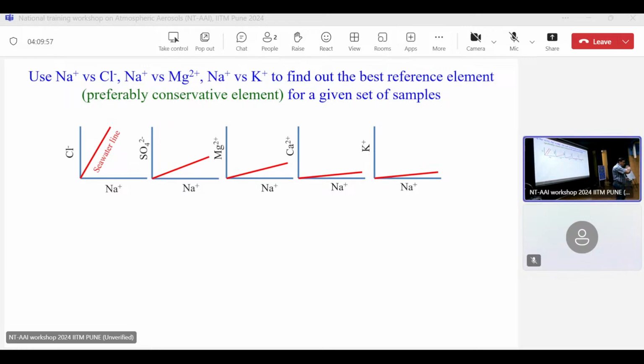Can anyone tell what it means if points are falling above or below? This seawater line is the ratio of these species in seawater. Now, since we measured some concentration in our sample, say 100 samples I measured, I put all samples on this plot. Using whatever sodium and chloride I measured, I put on X and Y, and everything is here. And then I took the slope, 1.8. Things are falling below the line or above the line. What does that mean?